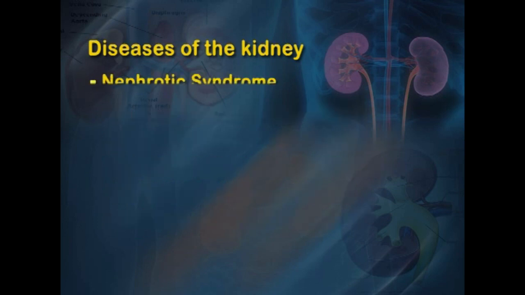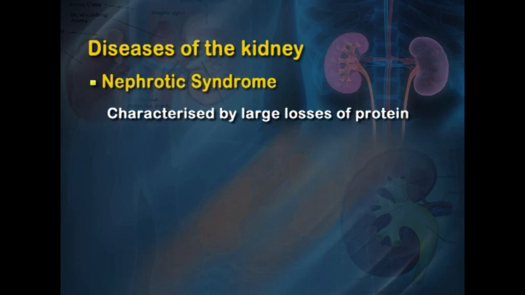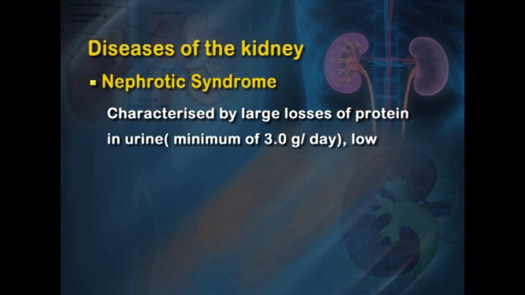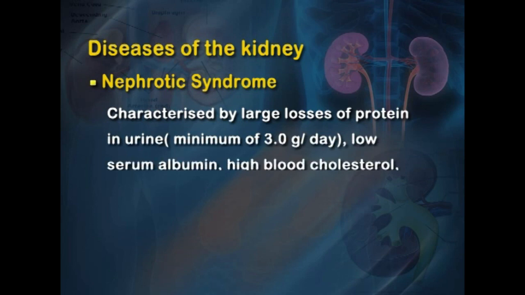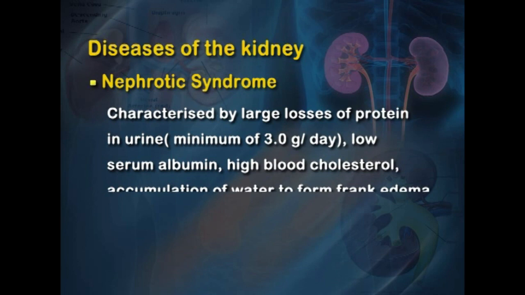The second disease that is very frequently seen is nephrotic syndrome. It is characterized by large losses of protein in urine, which can be as much as 3 grams per day. The serum albumin levels are low, blood cholesterol levels are elevated, and there is accumulation of water to form frank edema. Nephrotic syndrome differs from acute nephritis because it does not have hematuria or proteinuria.